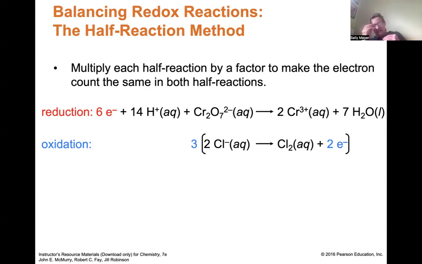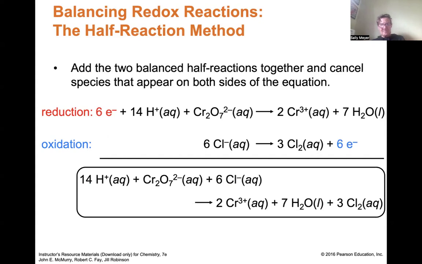If you didn't have that balance, then you'd either be pulling electrons from outer space, or you'd be putting electrons into outer space, and that's just not going to happen. So we're going to multiply the second reaction, the oxidation, by 3, which will give us 6 electrons as a product, because we need to balance that with the 6 electrons as a reactant in the reduction process.